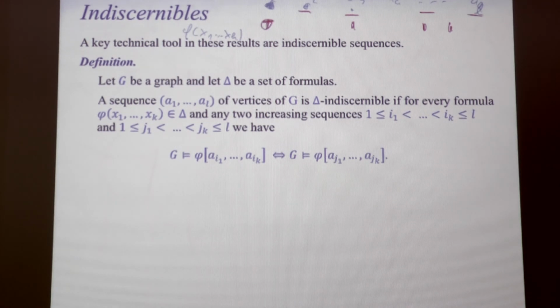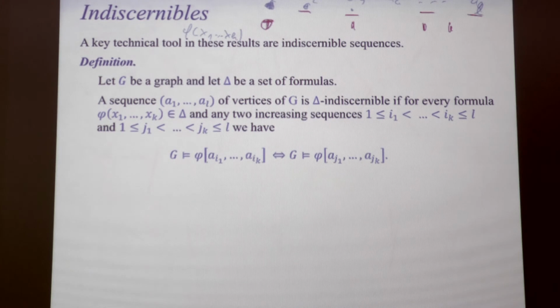This was the definition of indiscernibility. And now we want to find a set of vertices which are pairwise of distance 2R, let's say. So I take my set A of vertices in which I want to find it, if it's big enough. And this will form the sequence A1 to AL.